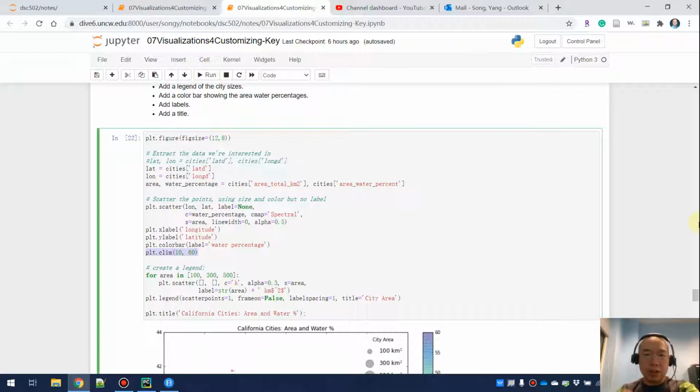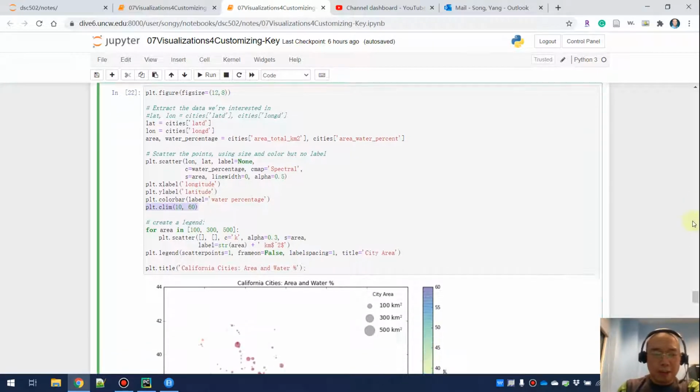And remember, we are using the color to show the water percentage. So I don't really see there gonna be the water percentage higher than 60%. Well, and after that I do the similar trick. So I'm using the empty scatter plot, excuse me, to facilitate the legend of the bubble sizes.